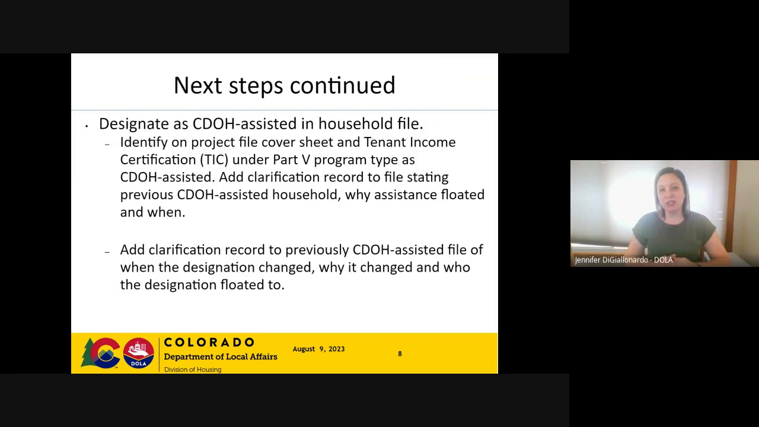Highly recommend using a clarification record so it's very clear when it took place, who was the manager that made this floated unit happen. Make sure the file tells all the details. If you don't see it in the file for Division of Housing, it never happened. So we want to make sure that that file continues to tell that story, both of those files.